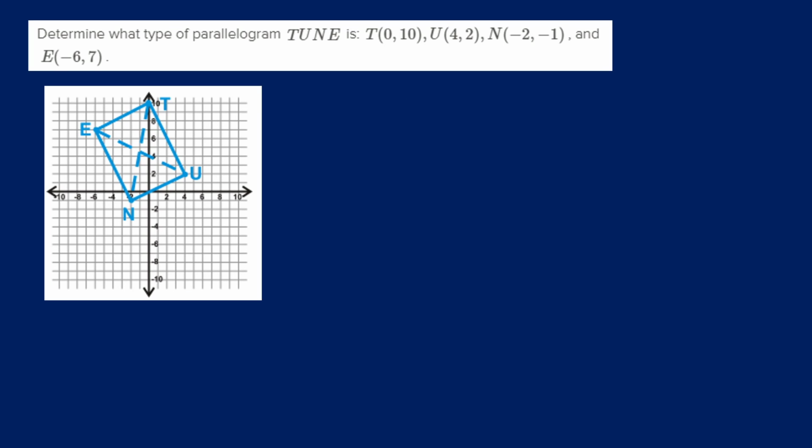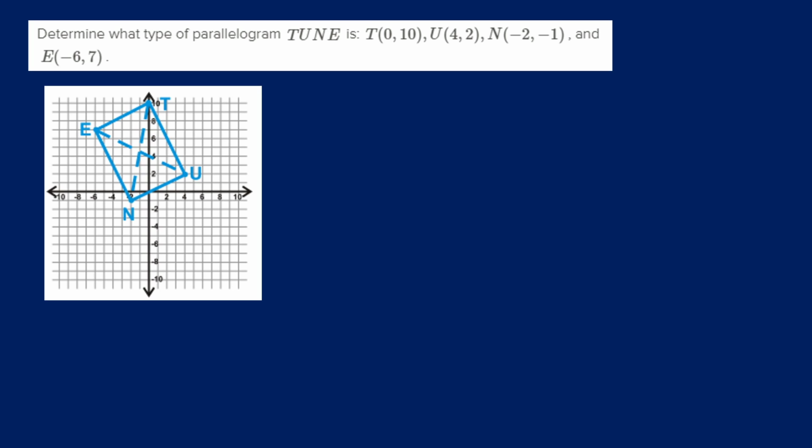Sometimes you'll be given the picture. Here they're giving the coordinates, they're also just drawing it for you. And you're being asked to determine what type of parallelogram this would be. If it wasn't plotted already, you would do that, but looking at it in the coordinate plane, certainly it's a four-sided figure. The question is, what special kind of four-sided figure is this?